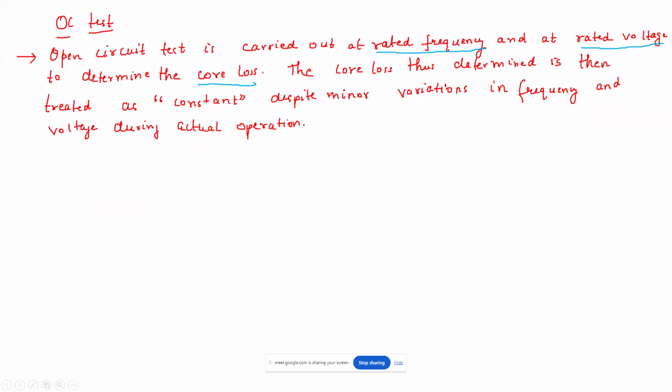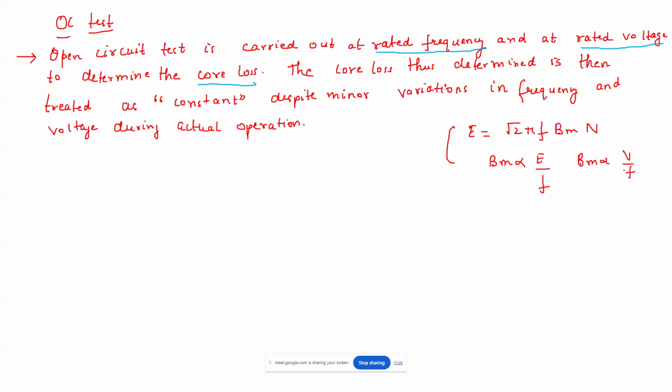So why do we perform the open circuit test at rated voltage and rated frequency? If you remember in the last class, we saw the EMF equation of a transformer: E = root 2 pi F Bm N, where N is the number of turns. Now the number of turns is constant. So what about Bm? Bm is proportional to E by F, so Bm is proportional to V by F.